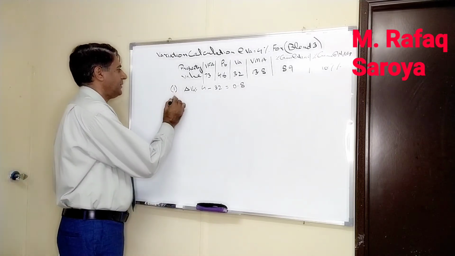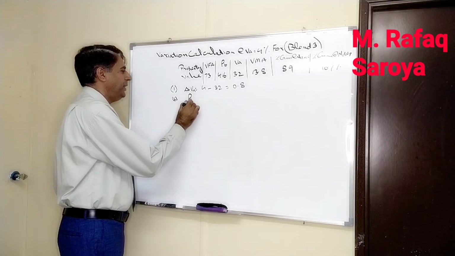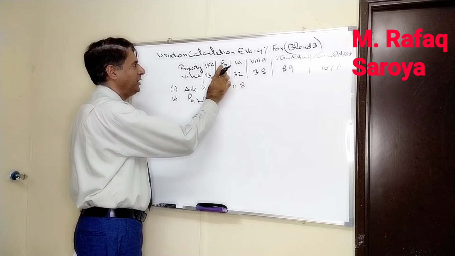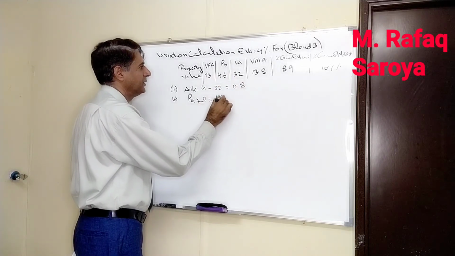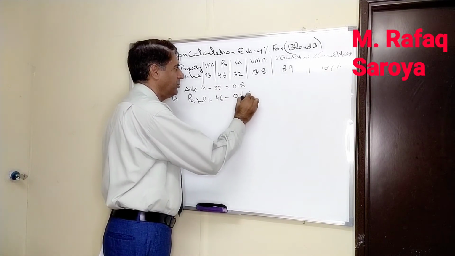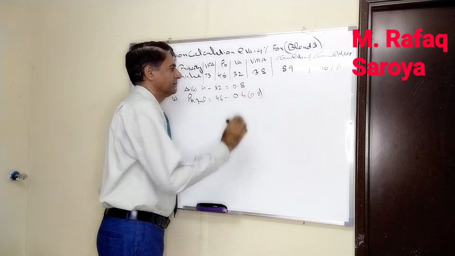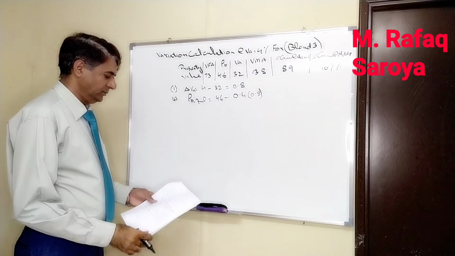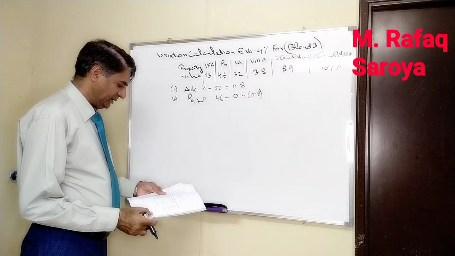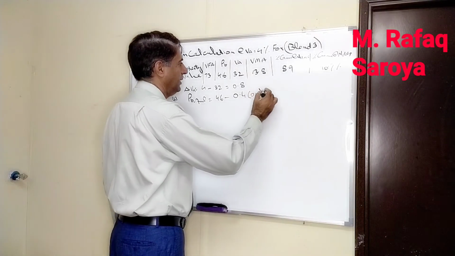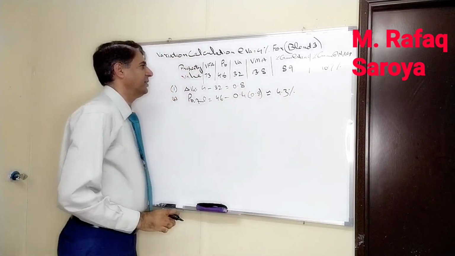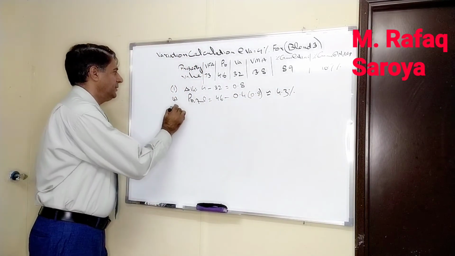Now, PB final would be equal to the bitumen we are using, 4.6, minus 0.4 into 0.8. It will give us a value of approximately 4.3% after applying this operator.